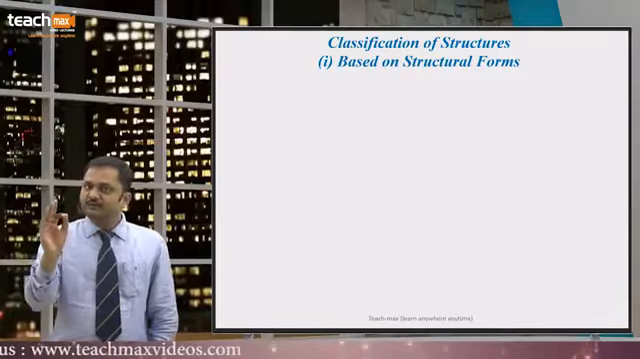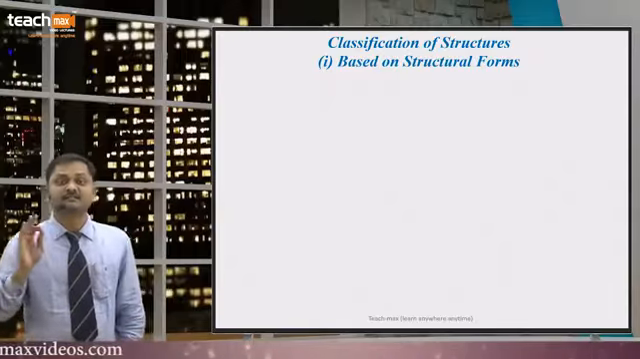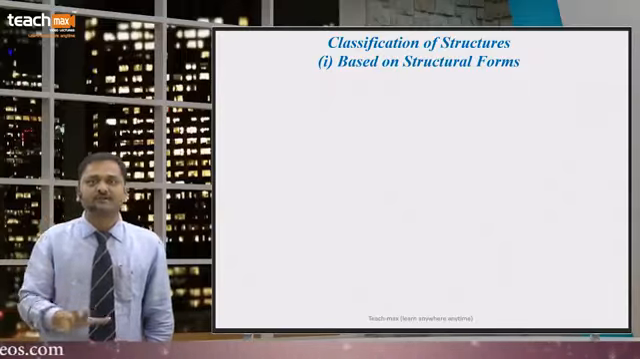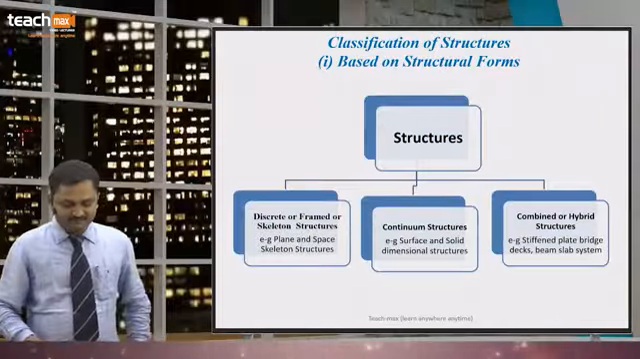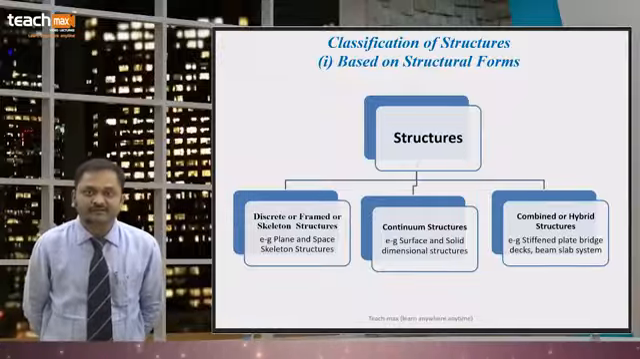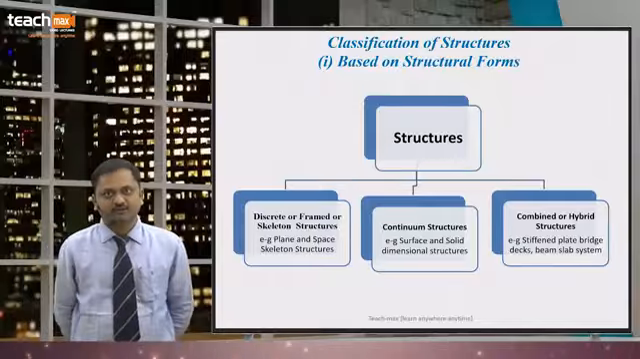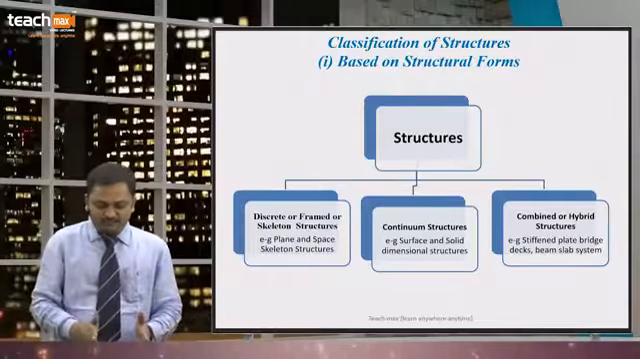Very first of all, we are going to classify the structure based on structural form, structural geometry. Remember. So first we are going to categorize into discrete or framed or skeleton or skeletal structures. So we can discretize the structure into one.